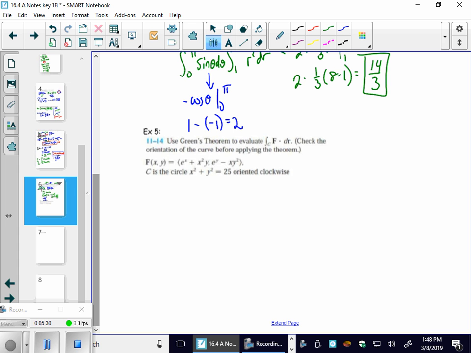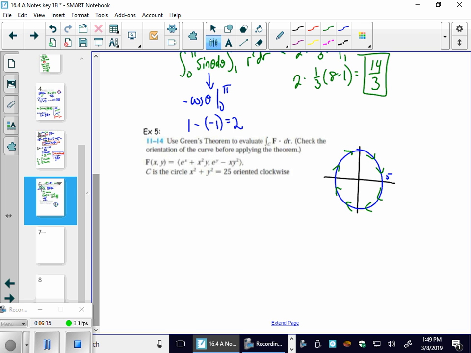Example 5, use Green's theorem to evaluate the line integral of F dot dr. Check the orientation of the curve before applying the theorem. So we're given that F is e to the x plus x squared y, comma e to the y minus xy squared. That is our vector field. And our curve is the circle x squared plus y squared equals 25, oriented clockwise. So they actually tell us the orientation of this circle with a radius 5 is oriented clockwise, so it's going this direction.